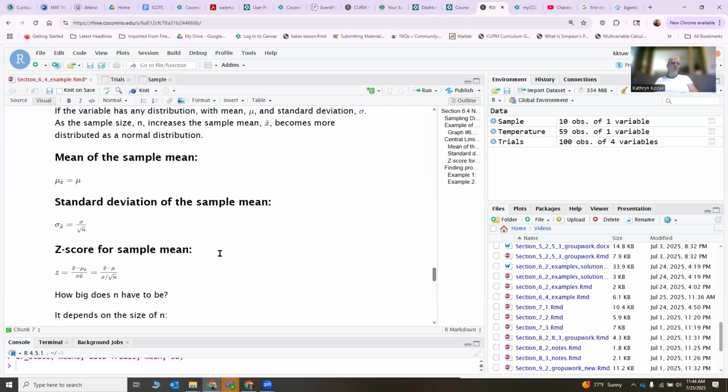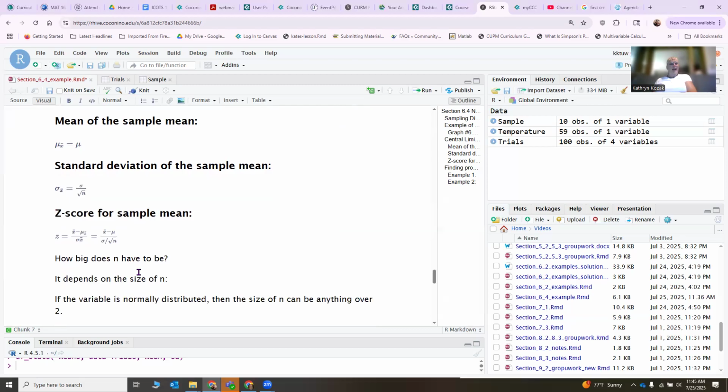The z-score would normally be z equals x minus mu over sigma, or x minus the mean over the standard deviation. But here we're dealing with x bar, so it's x bar minus the mean of x bar over the standard deviation of x bar. Since we just found out the mean of x bar is the same as the mean, and the standard deviation of x bar is sigma over the square root of n, we get this slightly new formula.